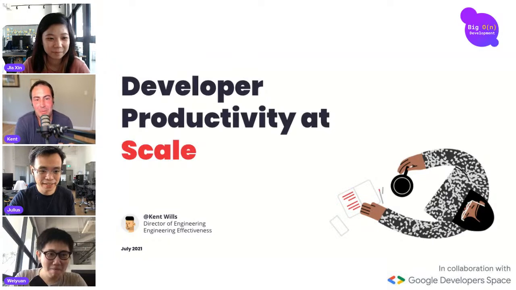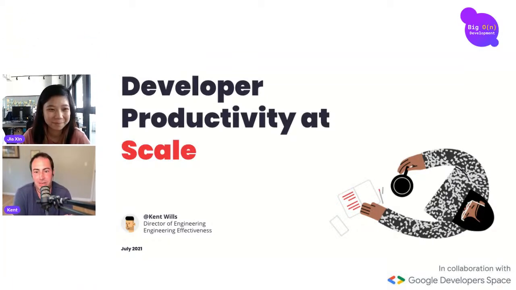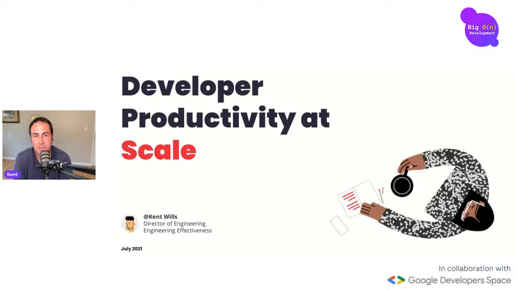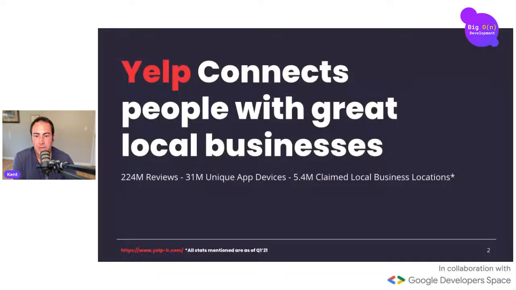Great. Yeah. So I'm super excited to talk about developer productivity, because this is something that I think about every day with my organization at Yelp. Before we go into the developer productivity stuff, I just wanted to start with talking a little bit about Yelp. And so Yelp's main mission is to connect people with great local businesses. And we have over 200 million reviews and over 30 million unique app devices currently today at Yelp.